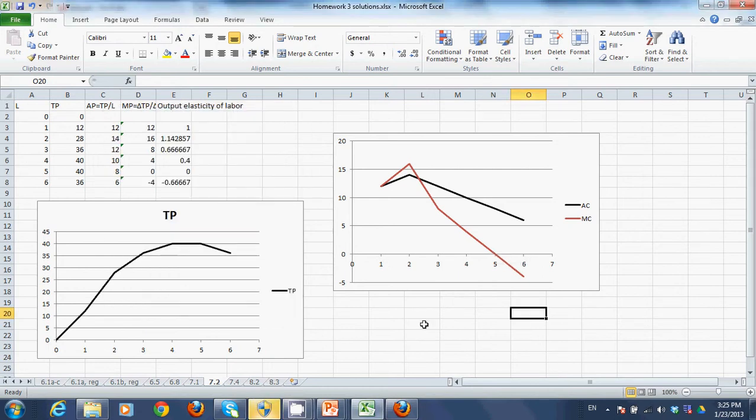So, problem 7.2 in the text was from table 7.1, construct a table similar to table 7.2 showing the total product, marginal product, and average product of labor, as well as the output elasticity of labor when capital is kept constant at 4 units rather than 1 unit.